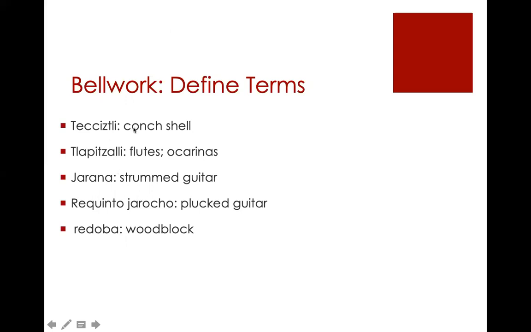So the tequitzli is the conch shell, the tlapitzali is the flute or the ocarina, the jarana is the strummed guitar, the requinto jarocho is the plucked guitar, and the redoba is the woodblock.